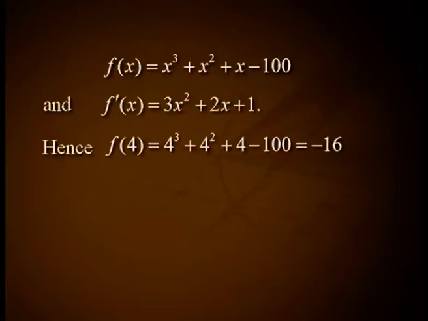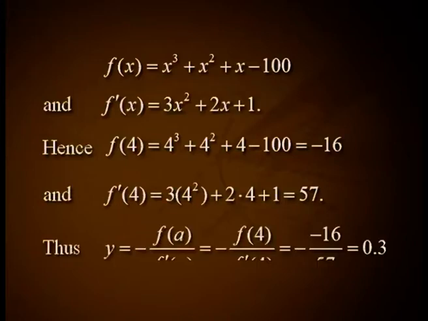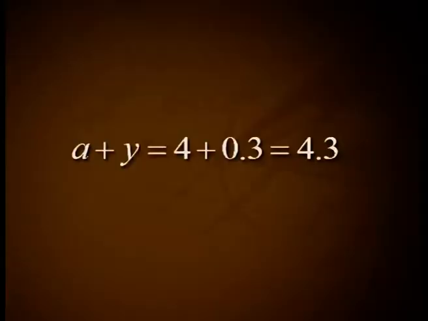Hence, f(4) = 4^3 + 4^2 + 4 - 100, which is equal to -16, and f'(4) = 3 x 4^2 + 2 x 4 + 1 = 57. Thus, y = -f(a)/f'(a) = -f(4)/f'(4) = -(-16)/57 = 0.3. Hence, the root is approximately equal to a + y = 4 + 0.3 = 4.3.